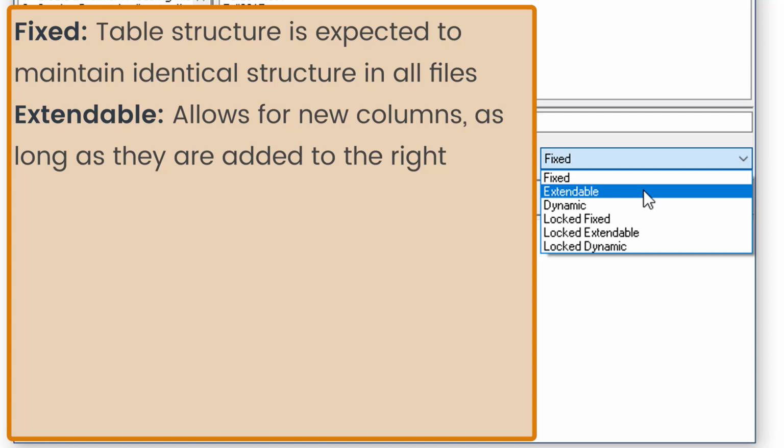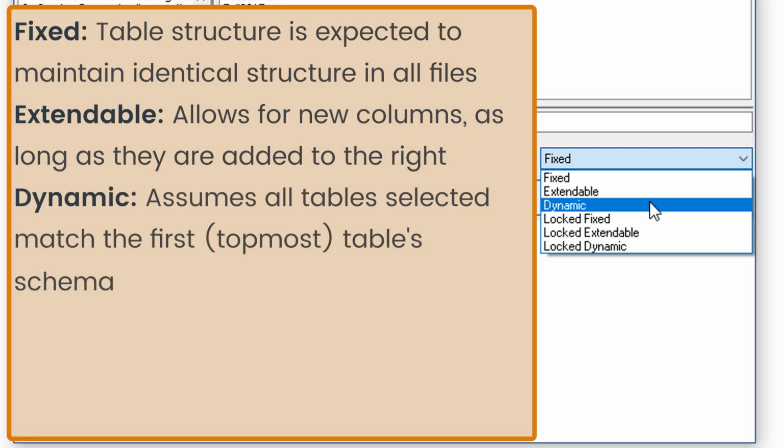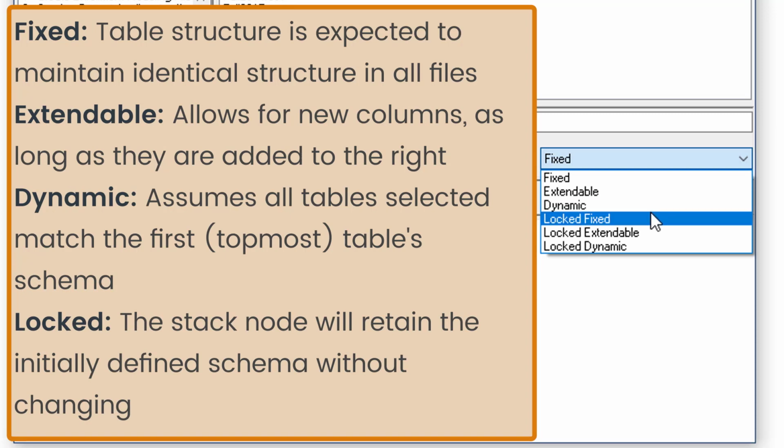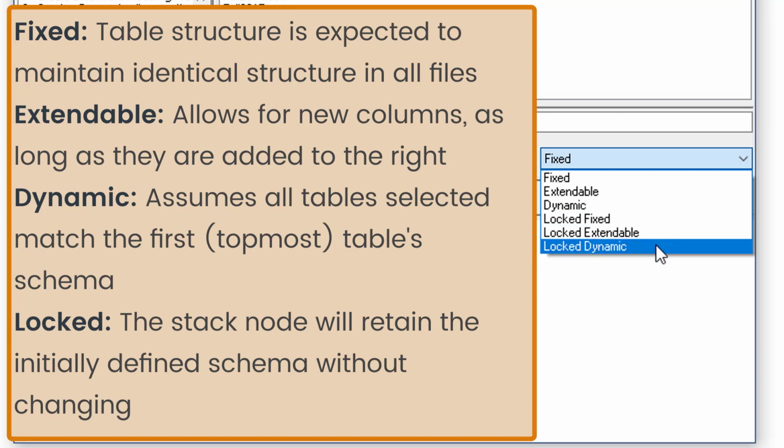Extendable means that columns found to begin with will always be expected, but if new data comes along with extra columns to the right, they will be passed through. Dynamic implies that the stack node will read the first matching table's schema and then use that for the ensuing tables. In general, locked means that whatever schema you establish when you configure the node will remain until you manually change it.